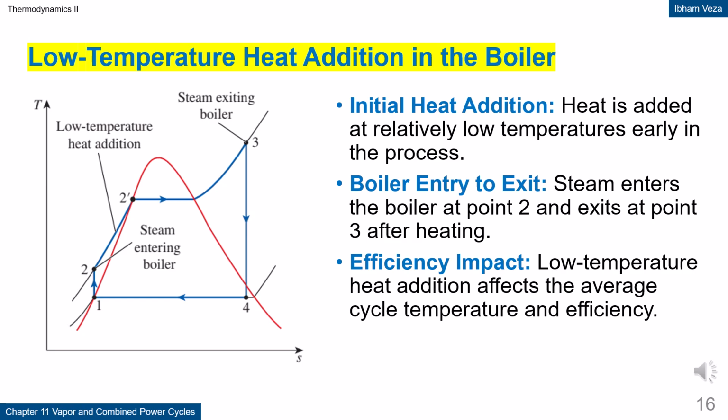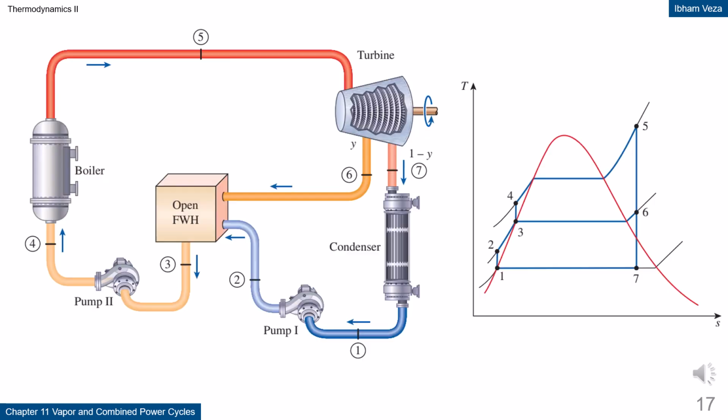Low-temperature heat addition in the boiler. In the basic Rankine cycle, part of the heat is added at relatively low temperature. This lowers the average temperature of heat addition and limits the maximum efficiency. From the second law point of view, this is not an ideal condition. This is why the regenerative concept is developed. The goal is to increase the feed water temperature before entering the boiler.